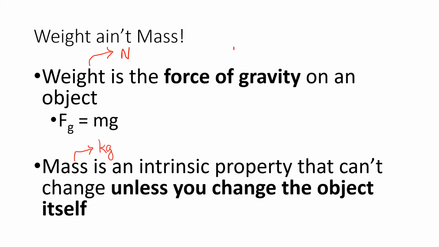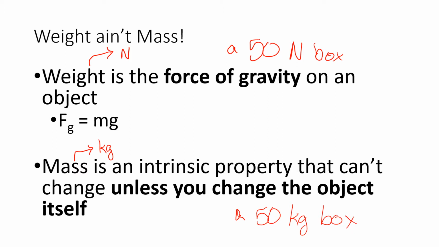So an example would be a 50 Newton box. If we're given the information of a 50 Newton box, that means we have the force of gravity on that object. If we're told that we have a 50 kilogram box, that means we know the mass of the object. And you'll see the difference in the calculations in one of our examples today.